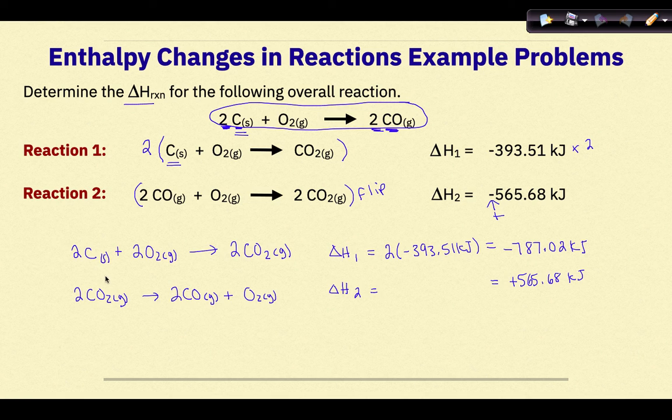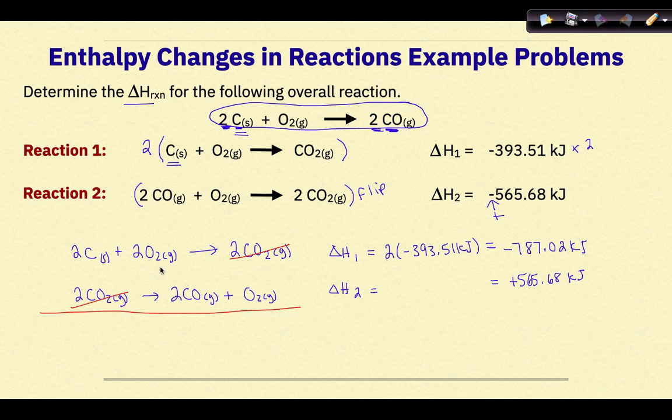Now that I've rewritten both of my reactions and my delta H's, I'm going to combine these two reactions together to see if I can get my overall reaction. So I'm going to put a line like this. Now, what can I cancel here? You could see the 2CO2 gaseous state on the product side, and that's going to cancel out the 2CO2 gaseous state on the reactant side.